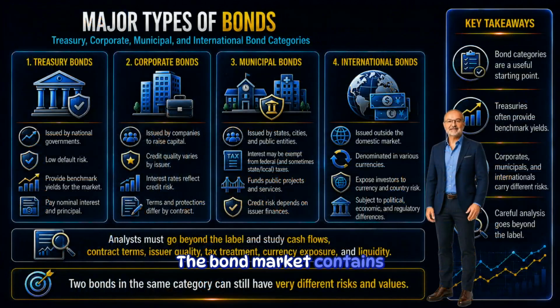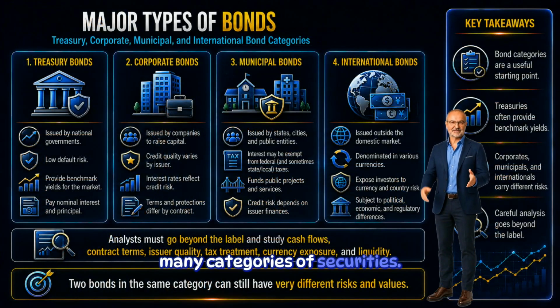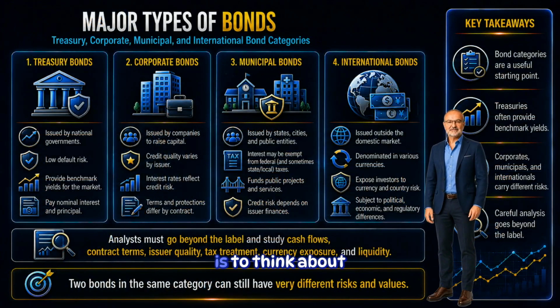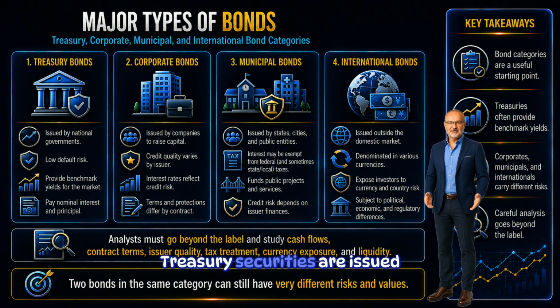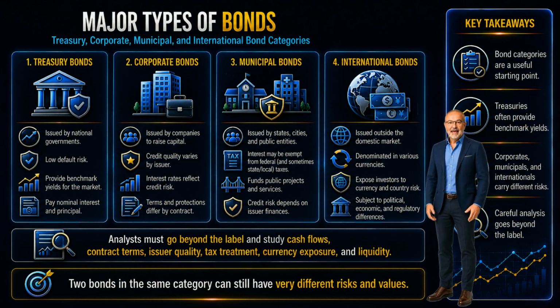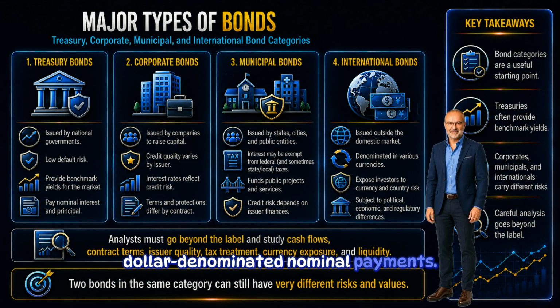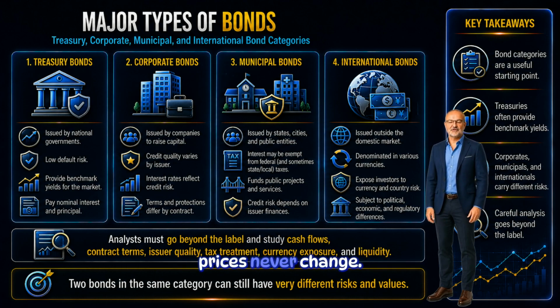The bond market contains many categories of securities. A useful starting point is to think about Treasury bonds, corporate bonds, municipal bonds, and international bonds. Treasury securities are issued by national governments. In the United States, Treasury securities are often treated as default risk-free for dollar-denominated nominal payments. That doesn't mean their prices never change. Treasury prices still move when interest rates change. But Treasury yields are important because they are widely used as benchmark yields.